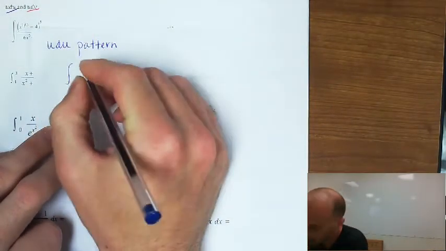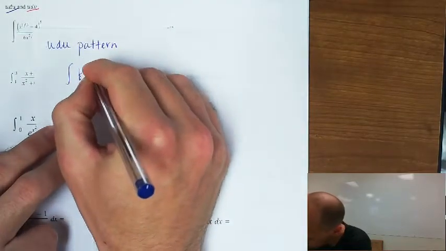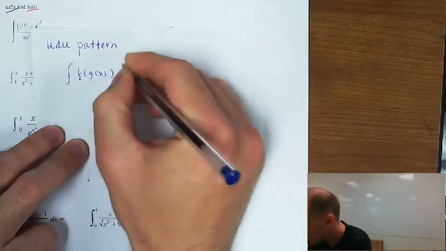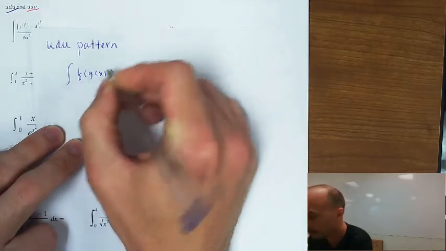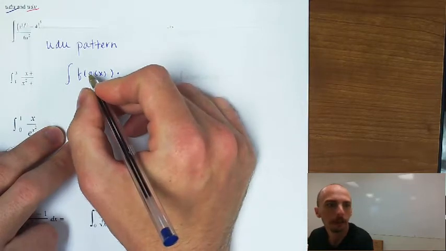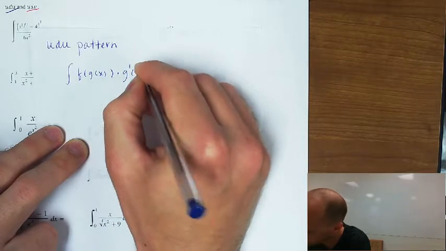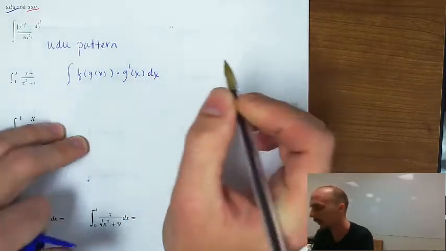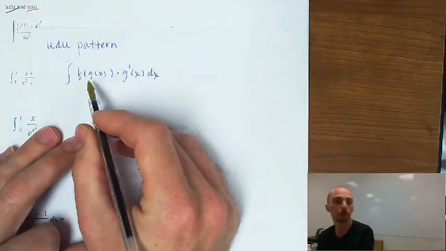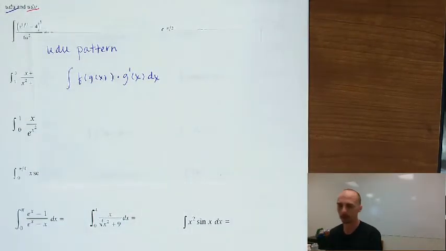The UDU pattern is an integral of a composite function, something like f of g of x, with multiplication on the outside of the composite by the derivative of the inside of the composite. Generally in this class, we're going to let u equal g of x, and then du is g prime of x dx, and go from there.